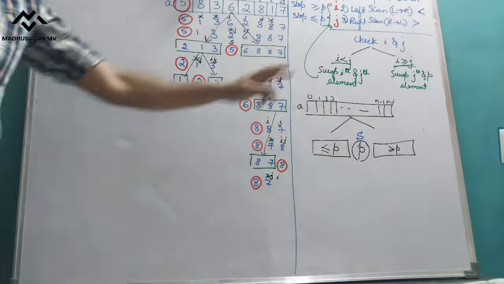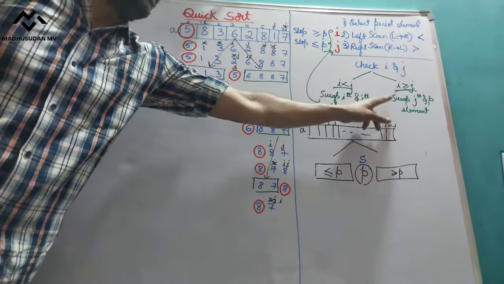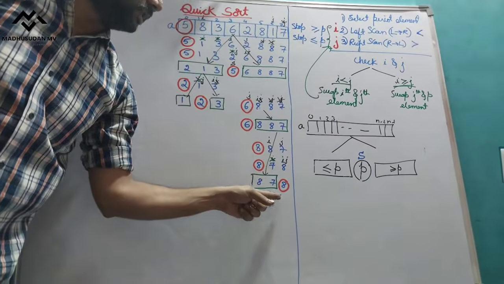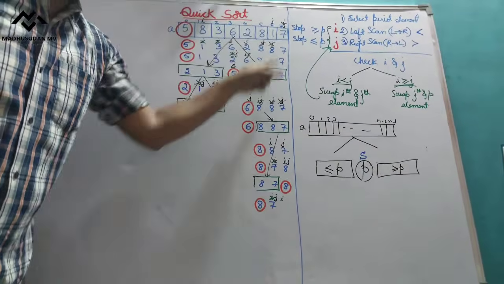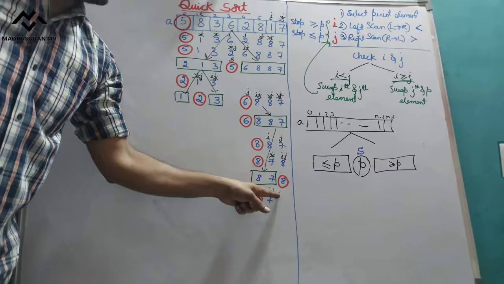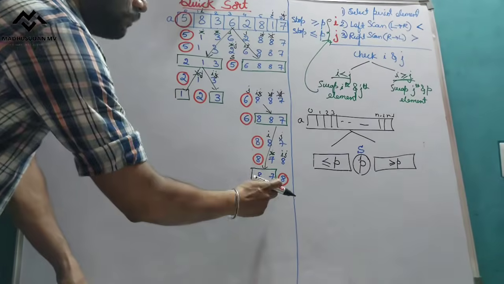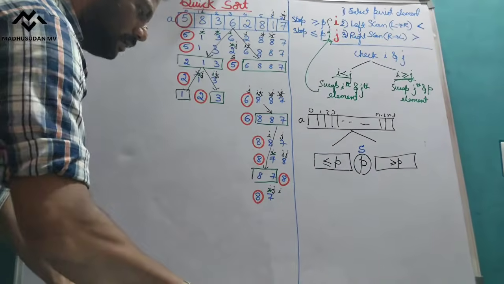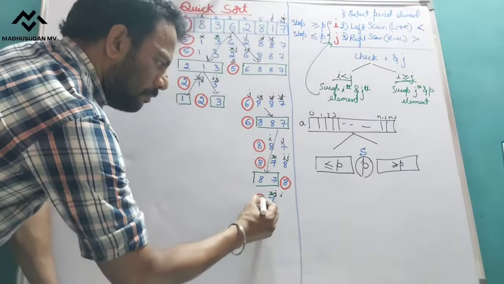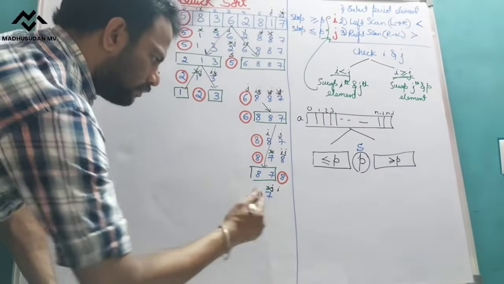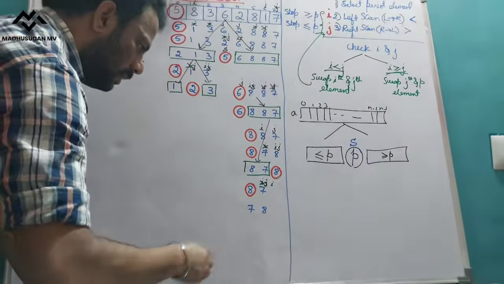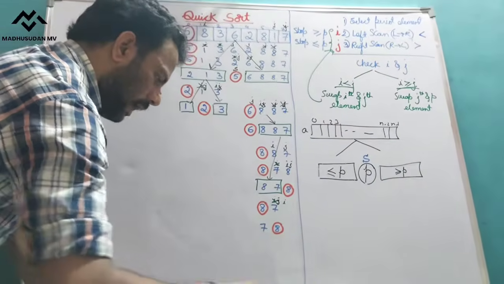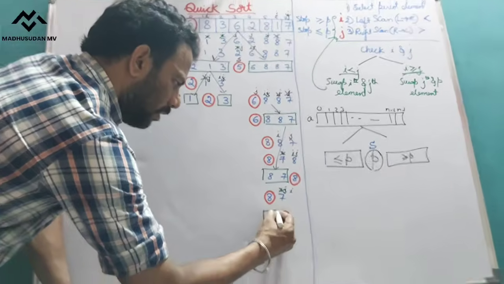After stopping both the scans, check I and J. We swap. Since here I has crossed over J, our I value is 7 and this is 6, so 7 is greater than 6. So we need to swap the jth element and the pivot element. The jth element is 7, the pivot element is 8, so I am swapping these two, 7 and 8. So here I got my pivot element, and towards the left of this I got all elements lesser than that.